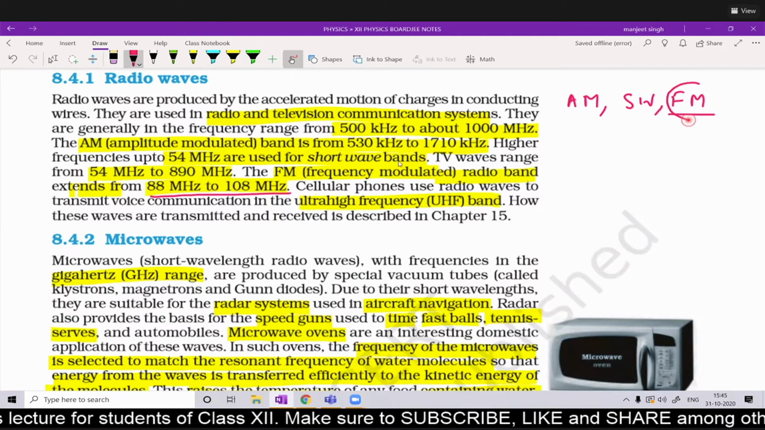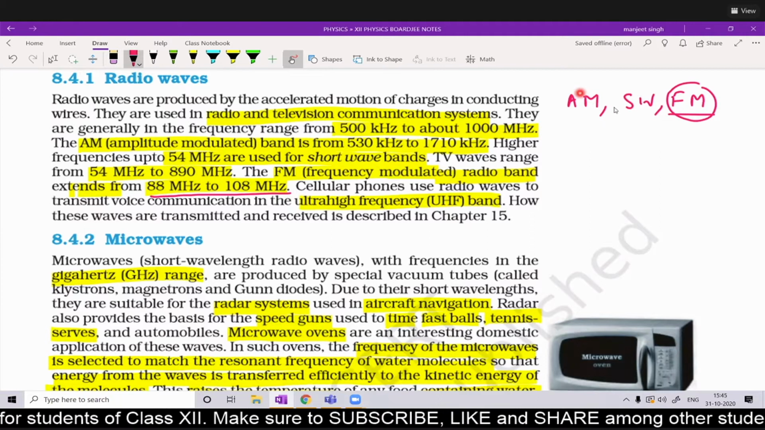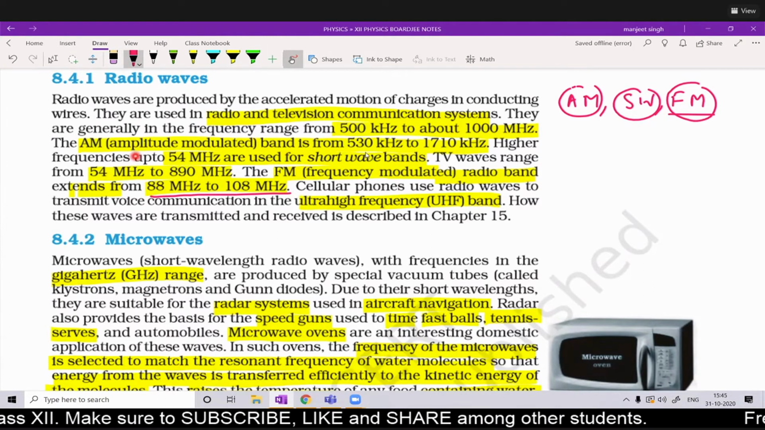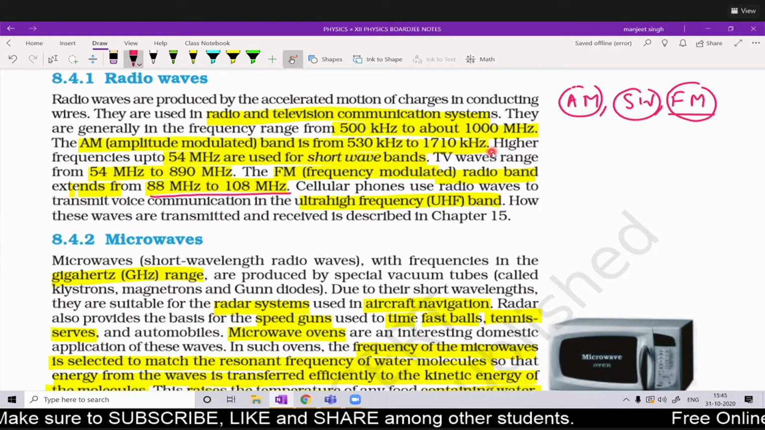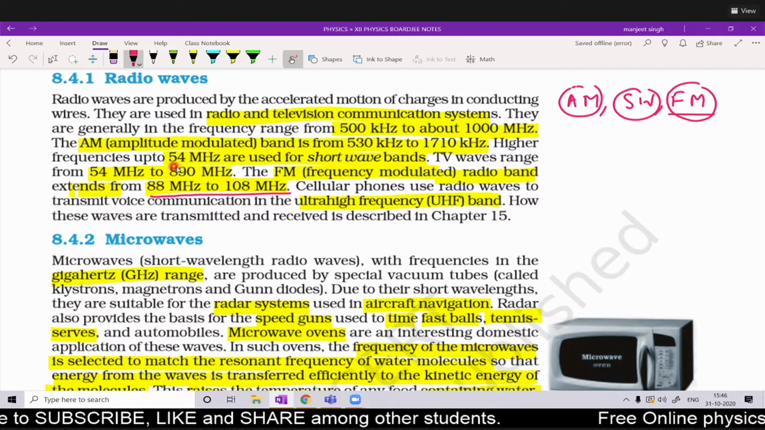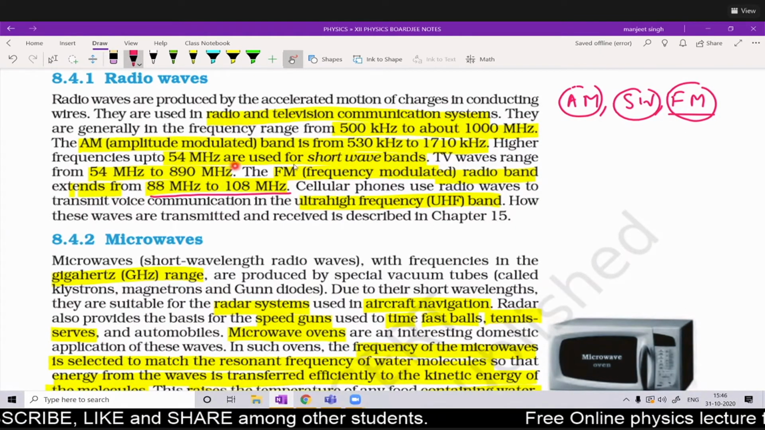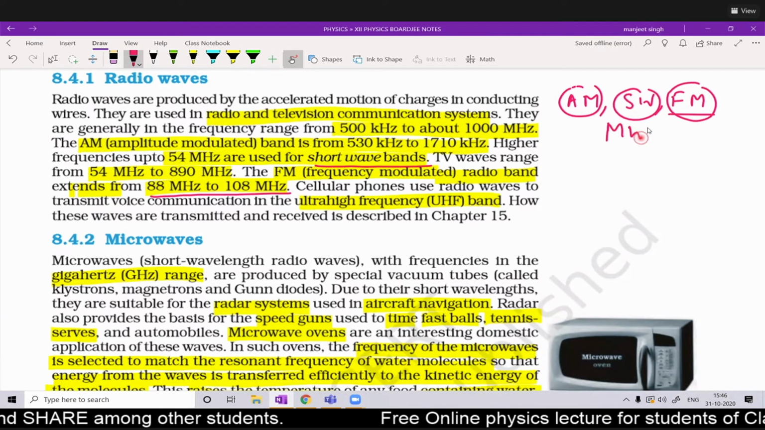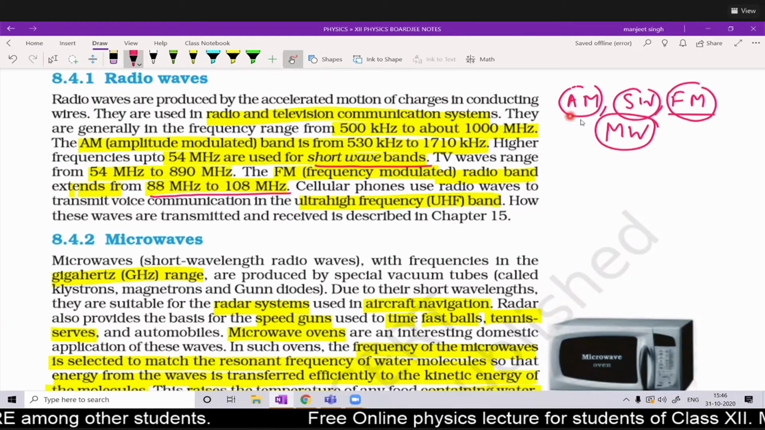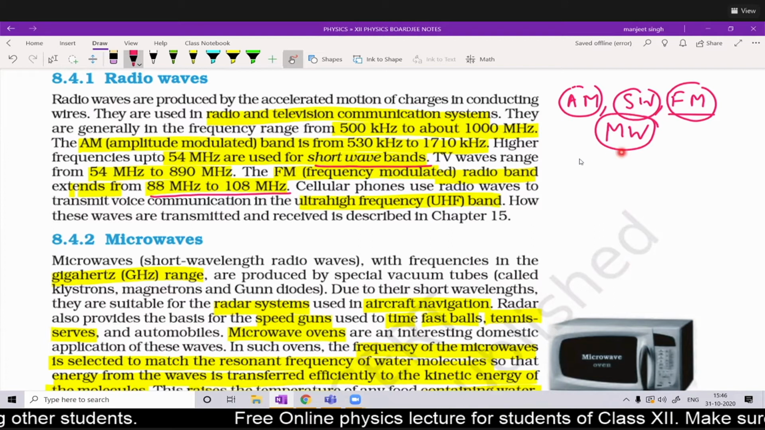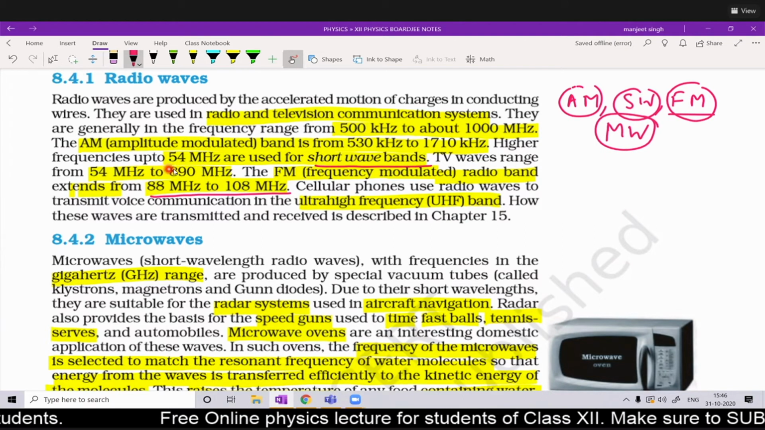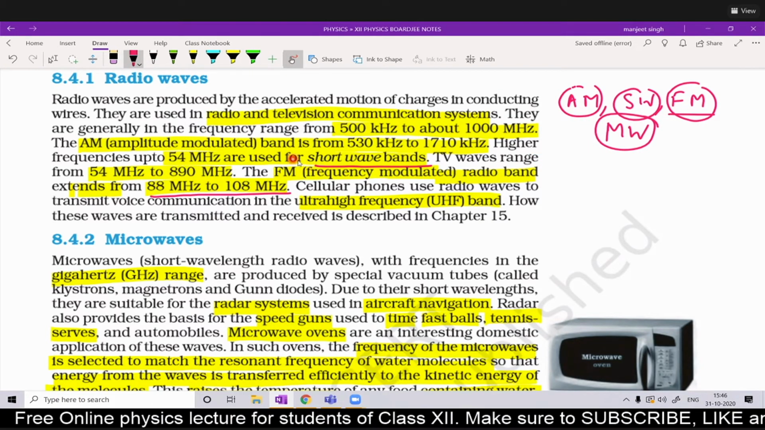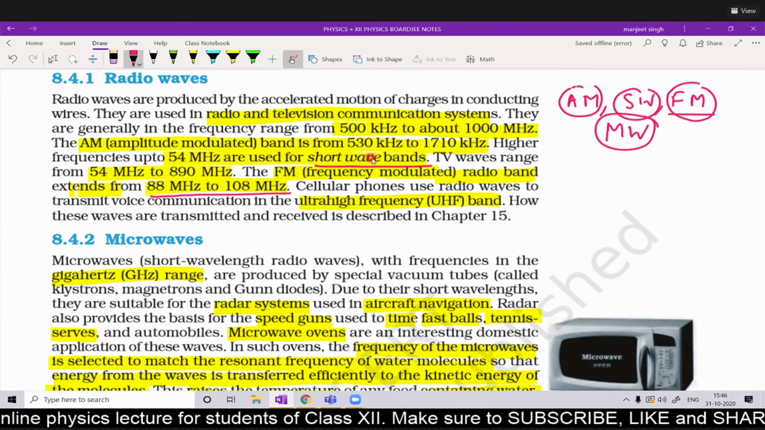In earlier radios, AM and SW were written. AM is the amplitude modulated band, ranging from 530 to 1710 kilohertz. Frequencies above that, up to 54 megahertz, were used for the shortwave band. Amplitude modulation consists of two types, medium waves and short waves. The shortwave band goes up to 54 megahertz.